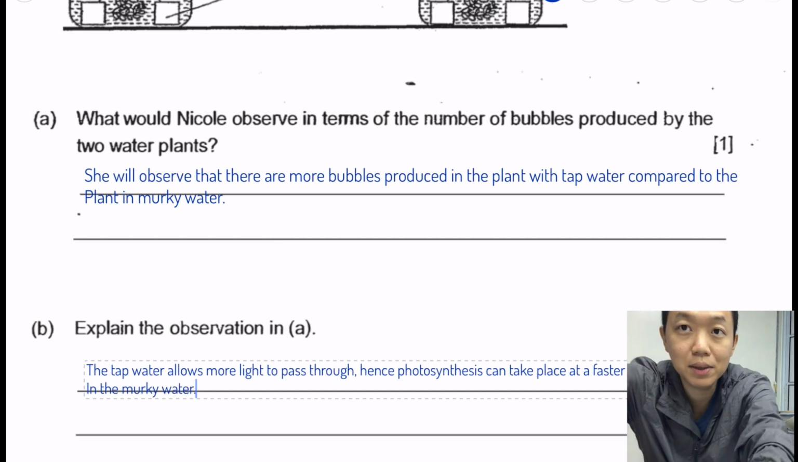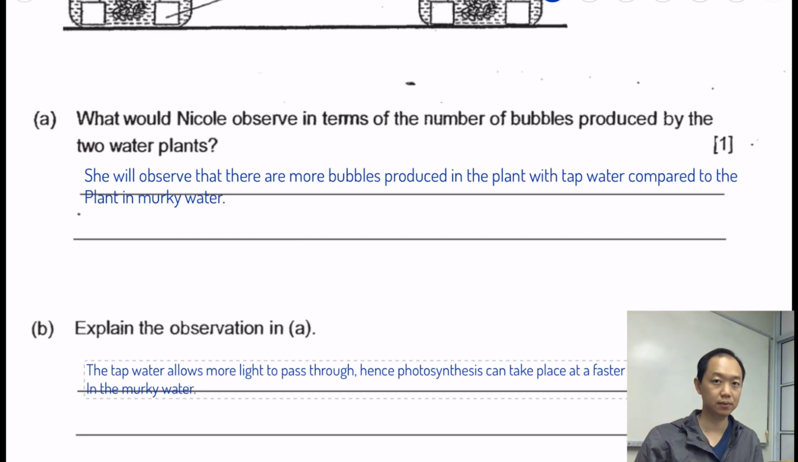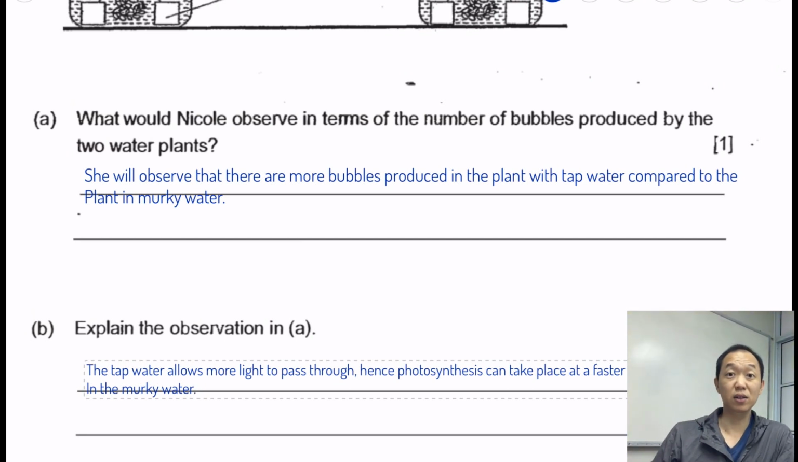Okay, so basically the plant in the murky water cannot photosynthesize. The rate, okay, we're talking about the rate of photosynthesis. The plant in murky water, can it photosynthesize? Can, but we're talking about the rate of photosynthesis. Okay, let's put this here. So the rate of photosynthesis is lesser in the murky water.